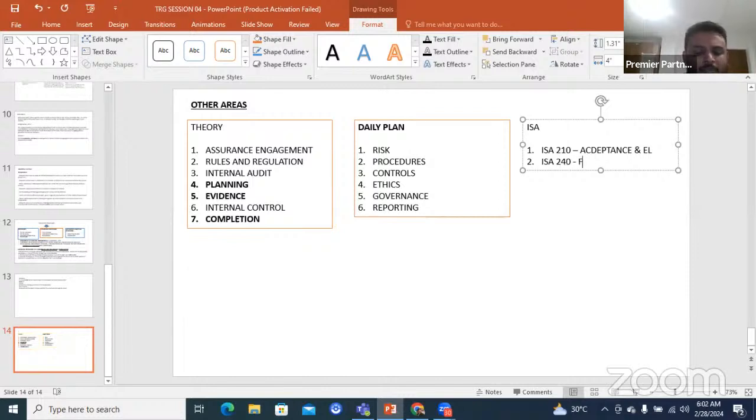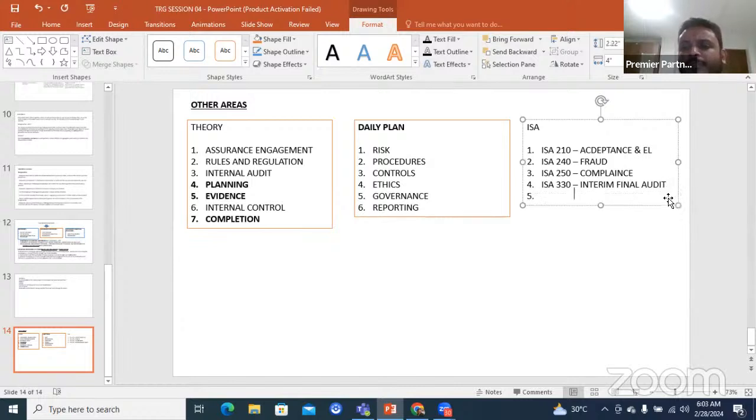ISA 240, fraud. ISA 250, compliance. ISA 330, interim and final audit. Focus on these standards. Okay. And ISA 500, very, very important: evidence. ISA 520, ARP, Analytical Review Procedures. ISA 430, misstatements.